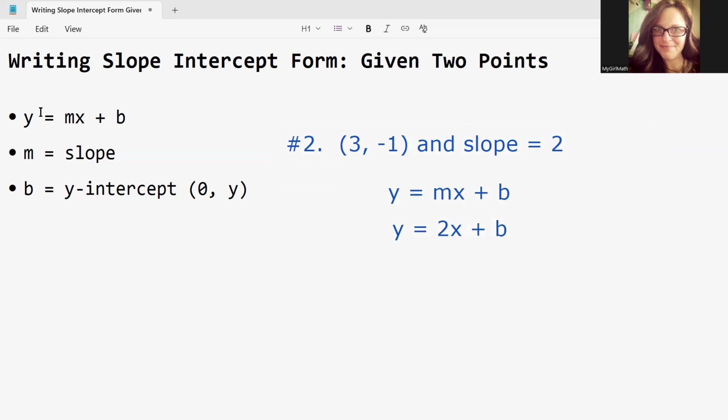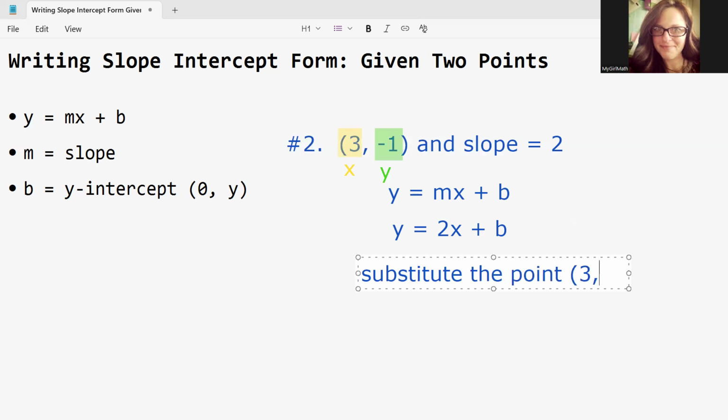Now, we do not have the y-intercept b. They did, however, give us 1 point with coordinates, x and y. Our x value is 3, and our y value is -1. We can substitute the point.